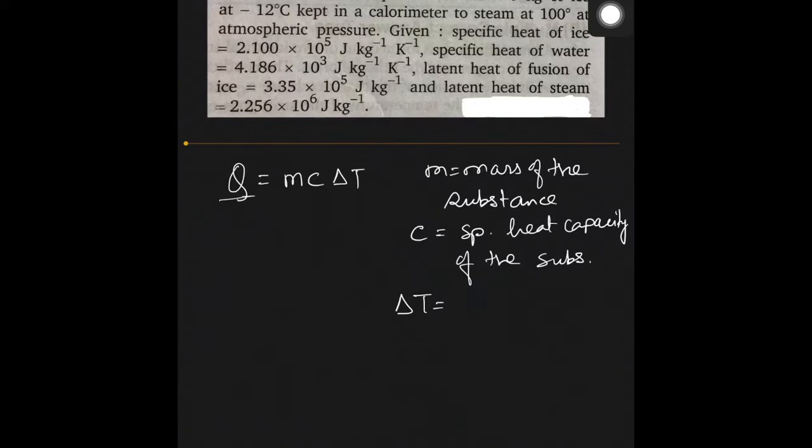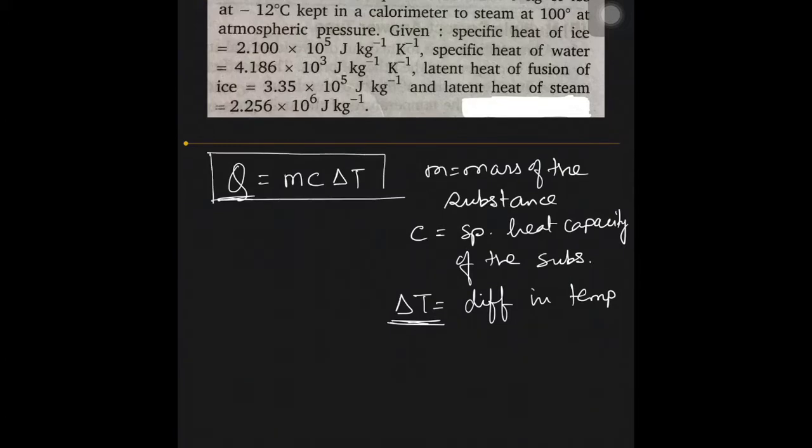If you are giving heat to the substance, delta T is the rise in temperature, but if you are taking heat from the substance, delta T is the fall in temperature. So it is better to write delta T is the difference in temperature. Now this formula is involved only when heat is given to the substance or heat is taken away from the substance, leading to change in temperature.